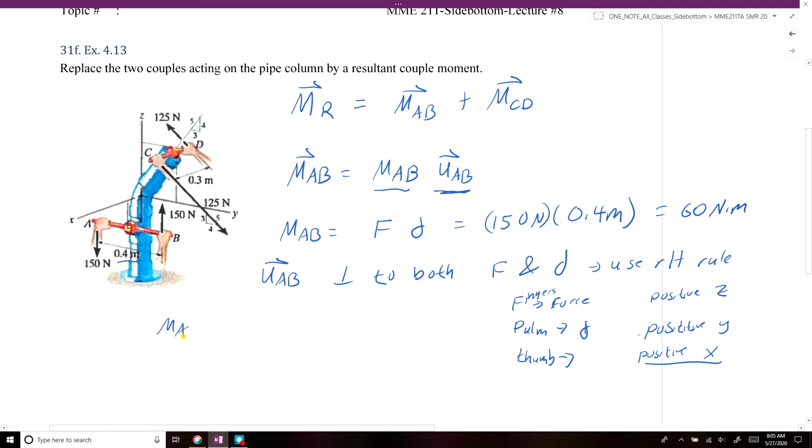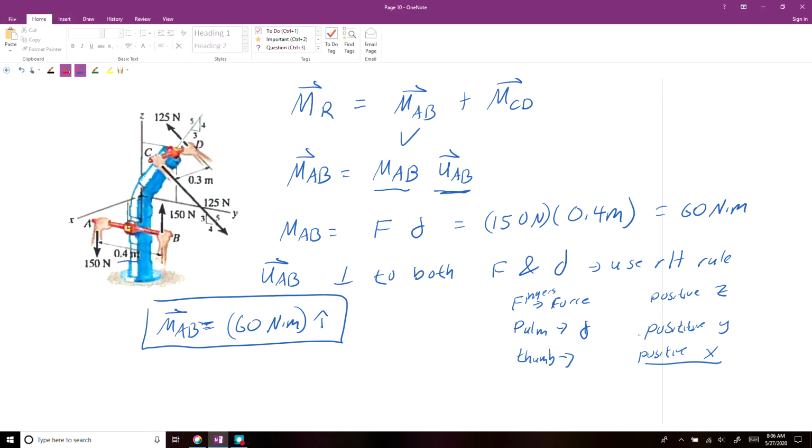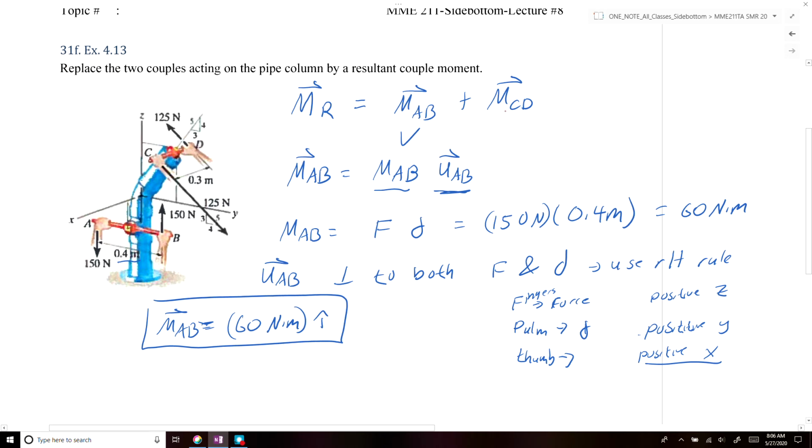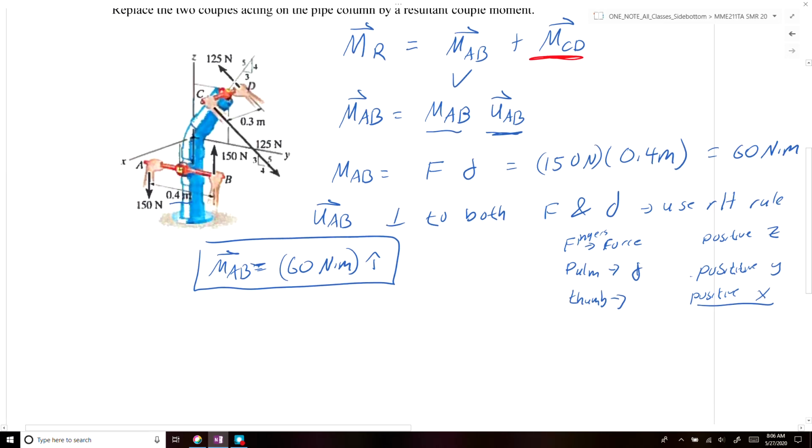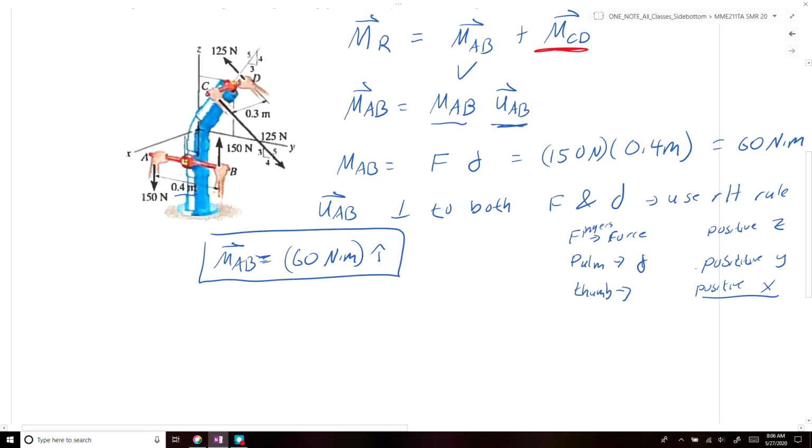So since it's going along the positive x-axis, the vector MAB is going to be equal to 60 newton meters times i. All right, so that's our first one down. Our second one will be a little bit trickier, but it's going to follow the same principle. So MCD.